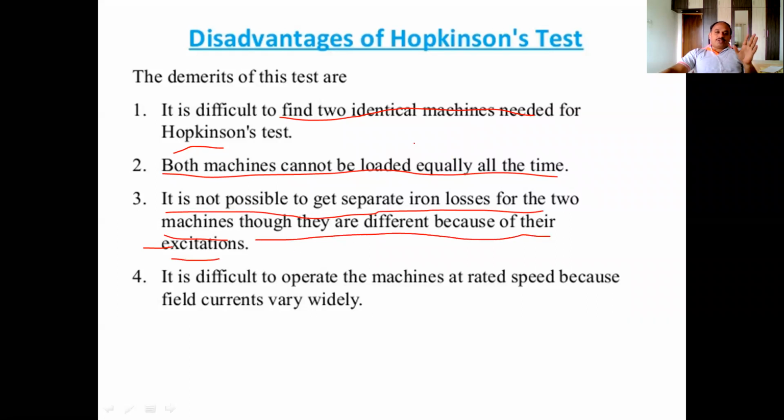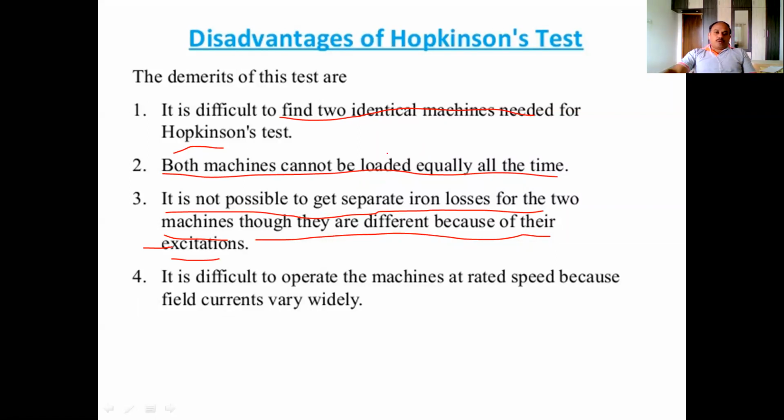Iron losses depend upon voltage and frequency. Because the generator is at higher potential and the motor is at lower potential, power flows from generator to motor. So if the generator voltage is high, iron losses are high in the generator. So this is also a disadvantage. But we take both losses as equal.